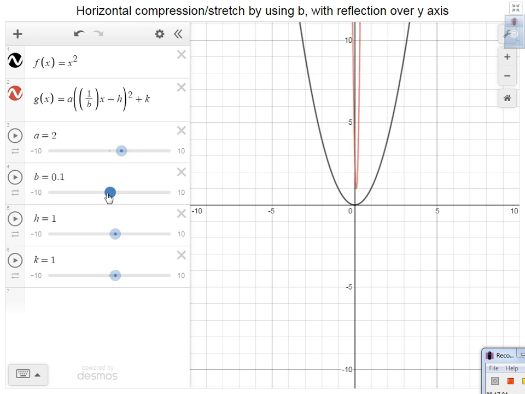Look up. Let me bring it back again. Here it goes. B greater than 1 stretches. B between 1 and 0 compresses. And B in negatives. Tell your neighbor what happened to it if B is less than 0 or if it's a negative.